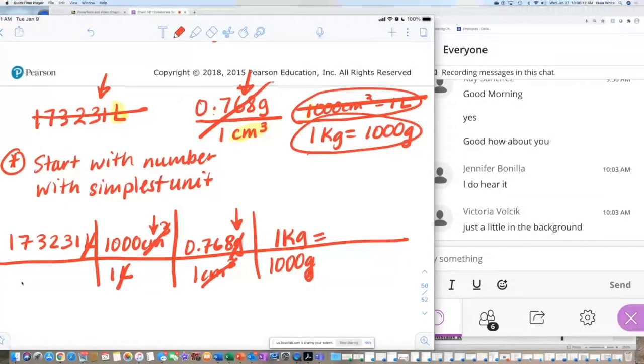I got grams and grams. Oh, people, I hope y'all are still alive up there. Okay, so now we do the math. We'll get our answer in the correct desired unit, right?